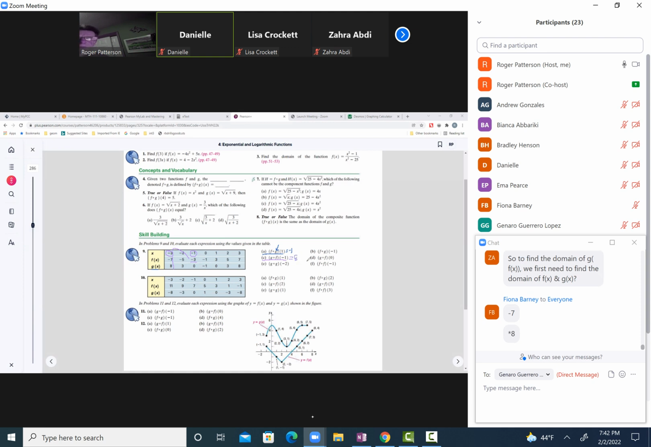Quick question. When we're doing this on the homework, do we have to show our work? Or can I just write -1, -8, whatever? Yeah, there's really nothing much to show here because you're just using this chart, this table. So there's really nothing to show.